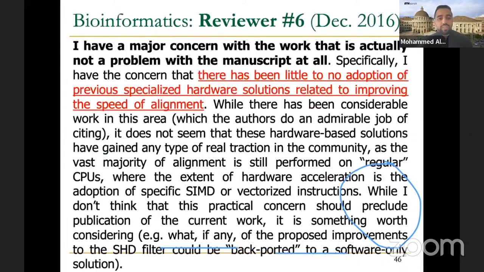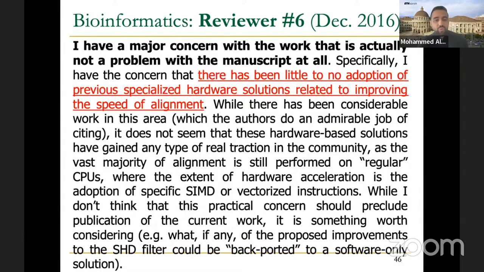Now, how about using this in real life, where should people use GateKeeper in real life? When we submitted the paper to the journal Bioinformatics, we got this review. They said, this is not a problem with the manuscript at all, but this is a major concern from the perspective of the reviewer. He said, there are other works that try to accelerate with FPGA, but not pre-alignment filtering. There are other accelerations, such as sequence alignment, for example, which has been accelerated for 20 or 30 years using FPGAs.